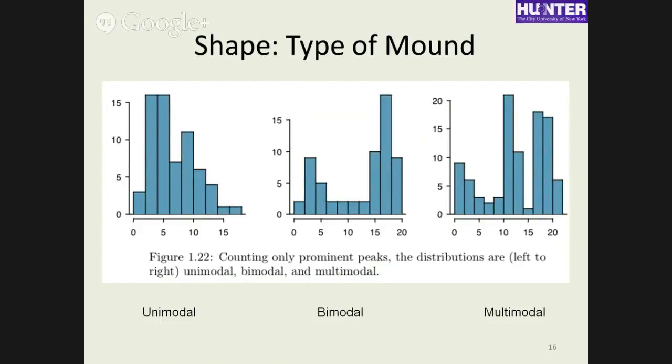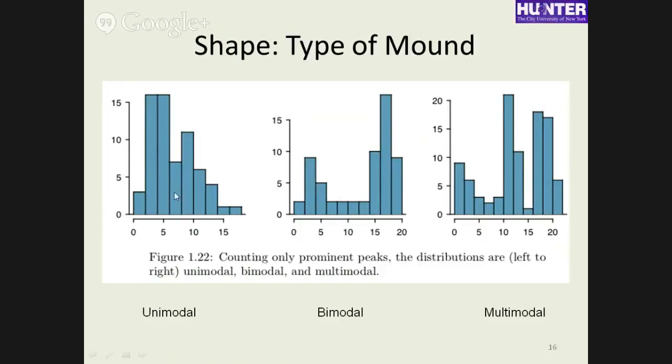So that's shape. Another aspect of shape is the modality, which is sort of the type of mound that you see. Occasionally, your shape will be uniform, like a uniform distribution. A lot of times, it will be something like this, where there's just a single mound in the data. This has maybe a little bit of skew, but not especially. We'll be talking about the normal distribution lots in this class, but this is more or less normally distributed.